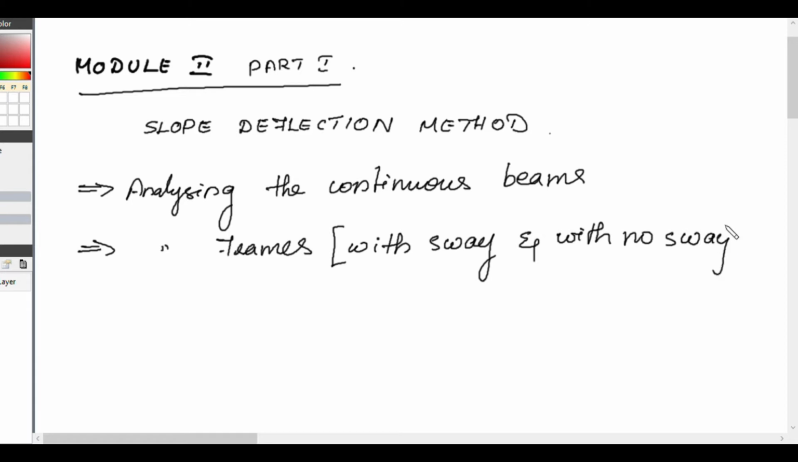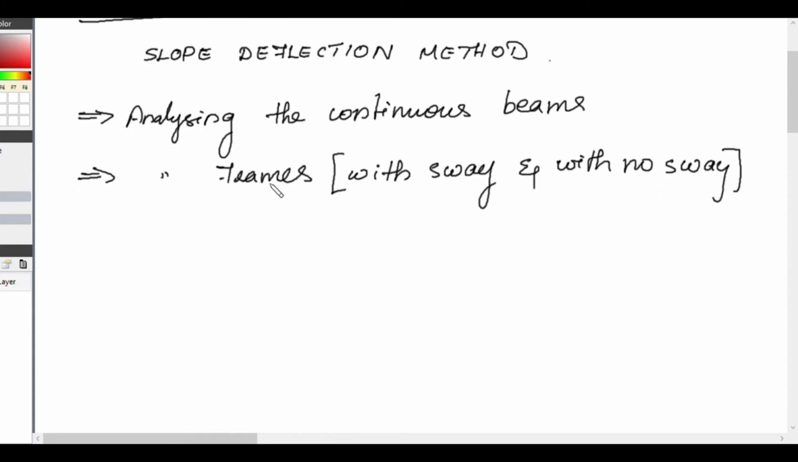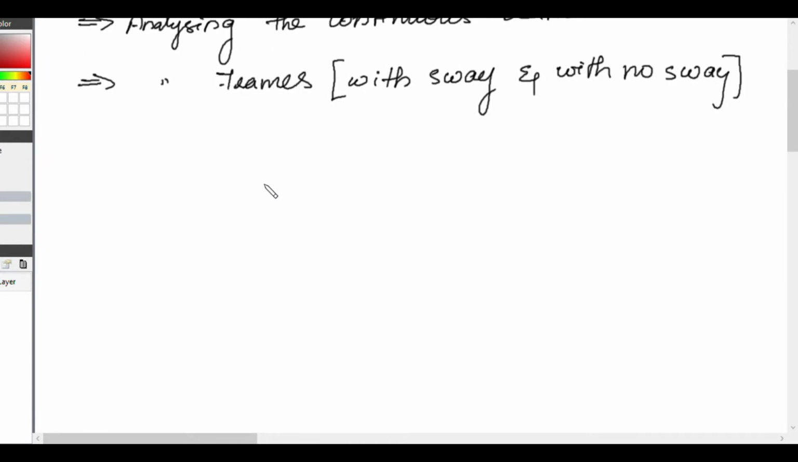Now you are very much aware about continuous beams. But what is a frame? See, you know already, in your last semester, that is in structural analysis 1, you have studied the frames, and you know how to analyze determinate and indeterminate frames using method of consistent deformation. You have studied it already.